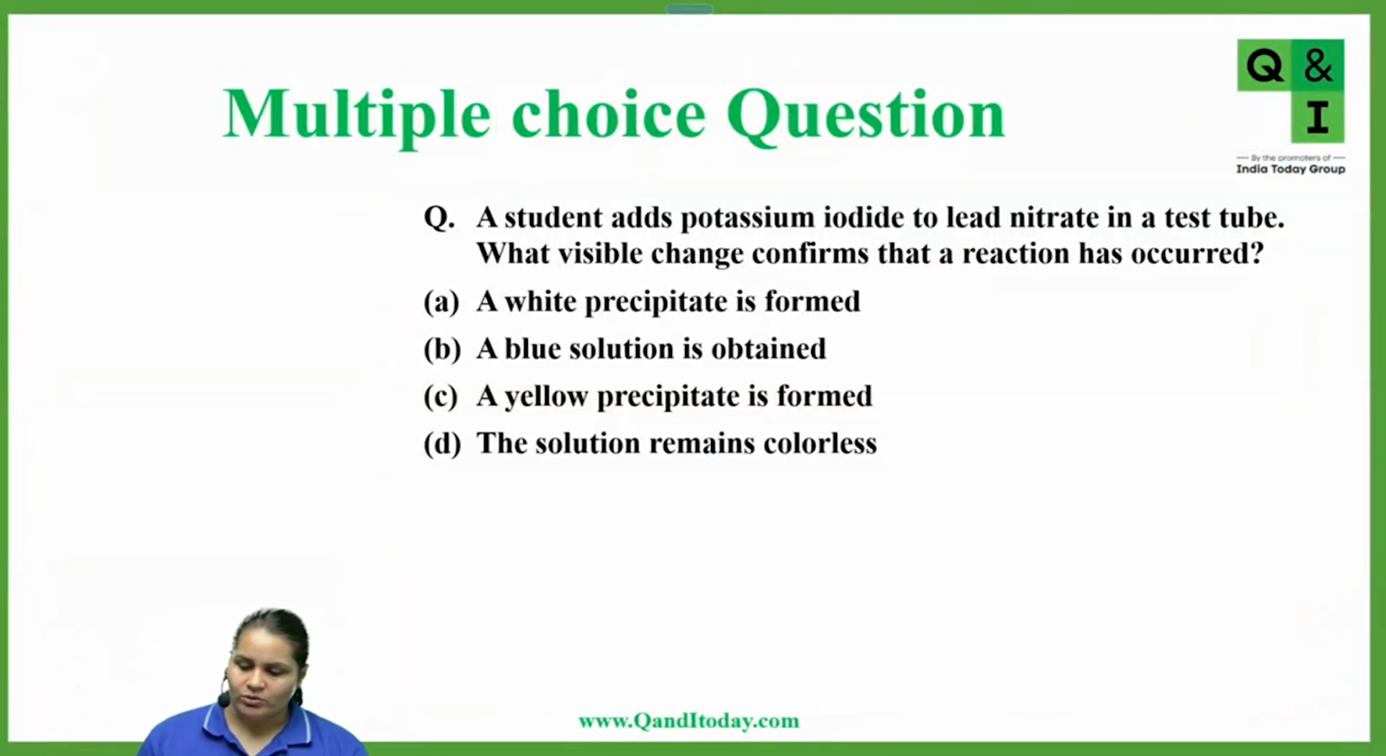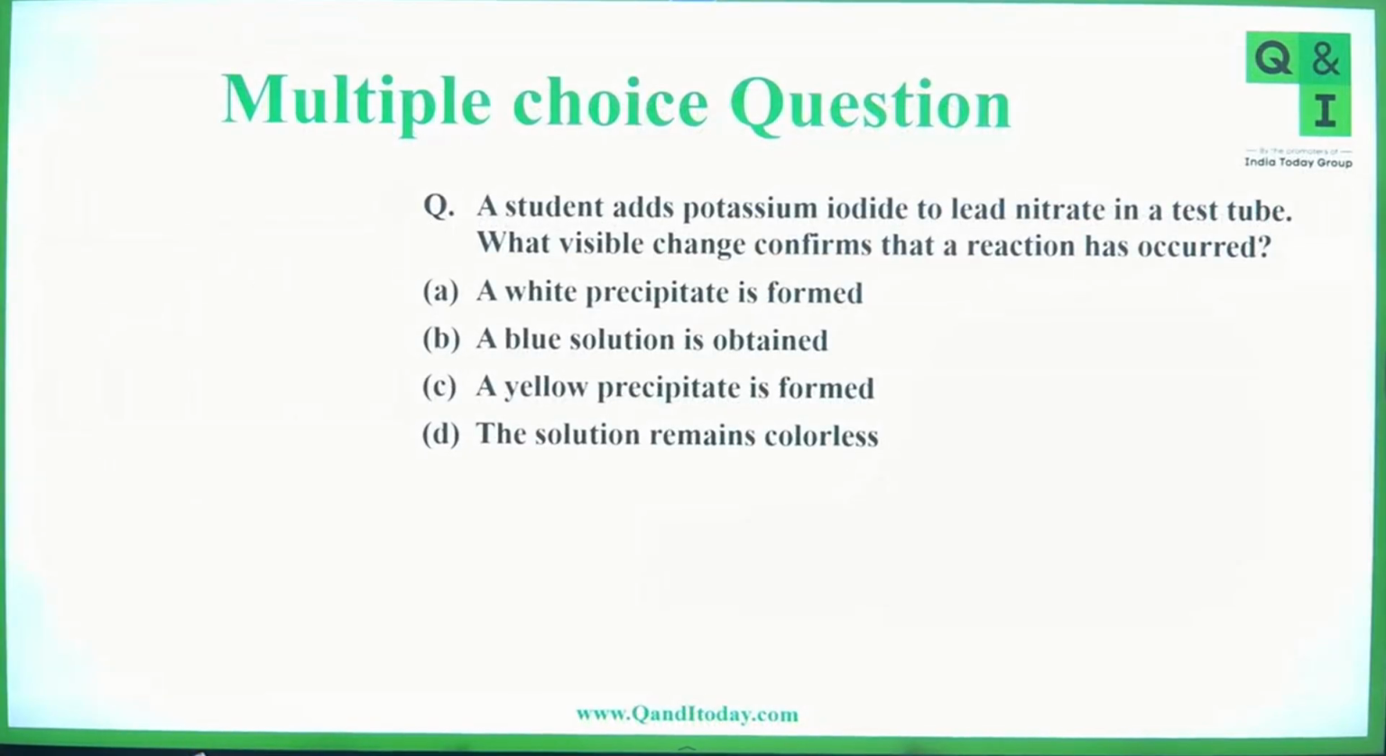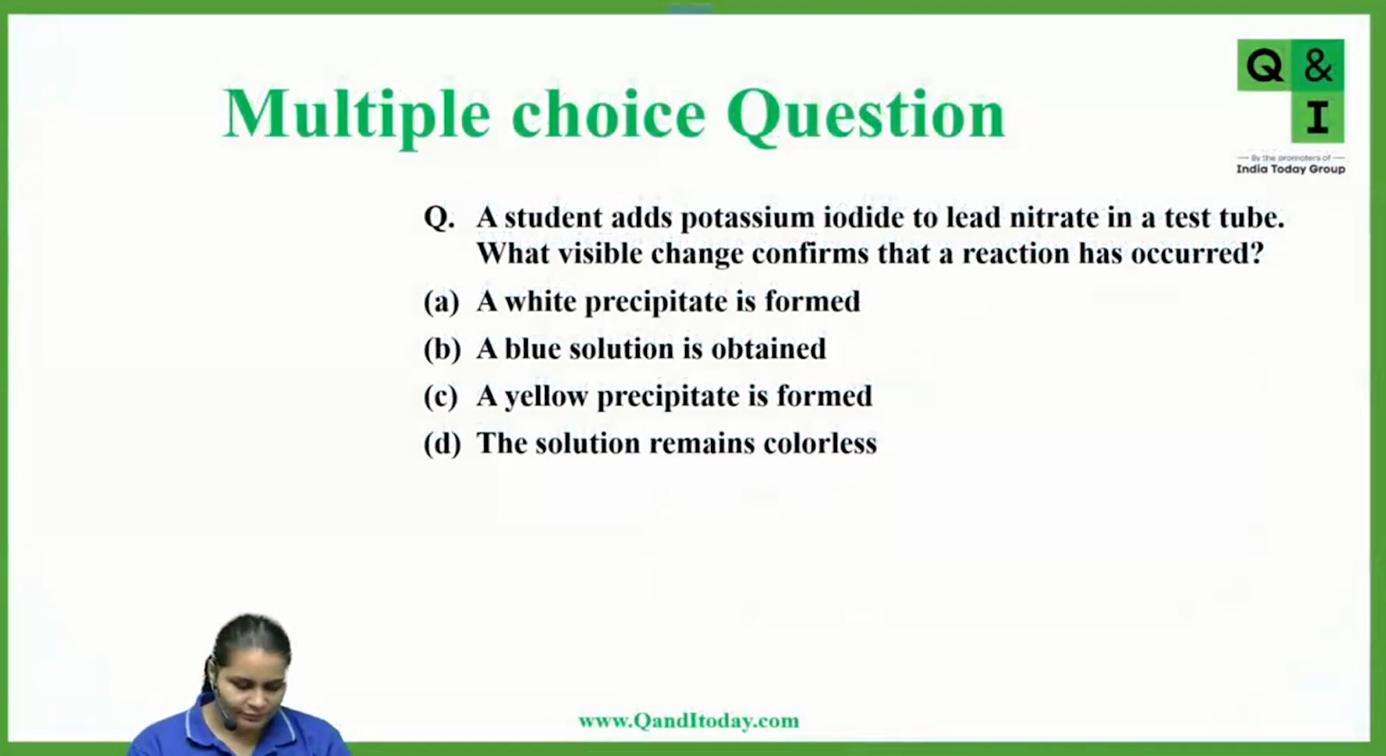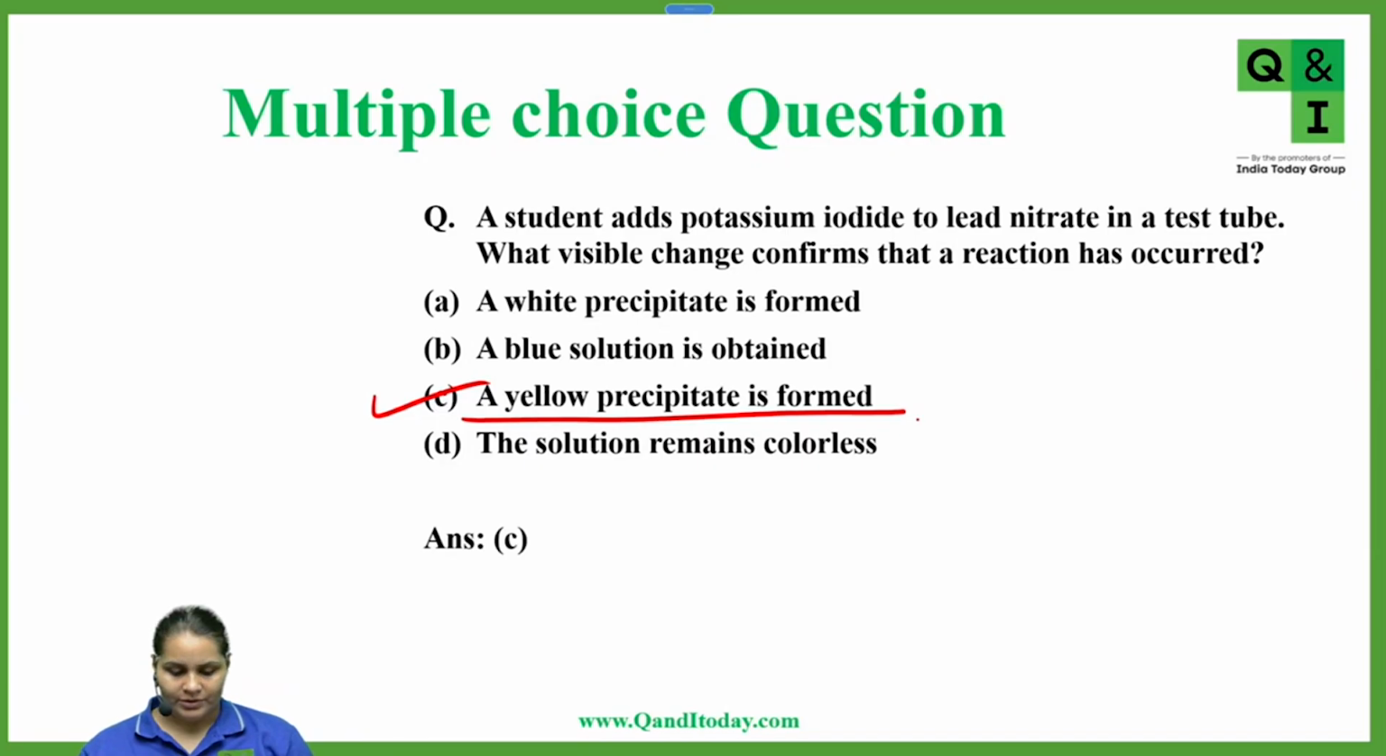Okay, so here comes one question for you. A student adds potassium iodide to lead nitrate in a test tube. What visible change confirms that a reaction has occurred? Option C. Very good, very good. A yellow precipitate is formed.